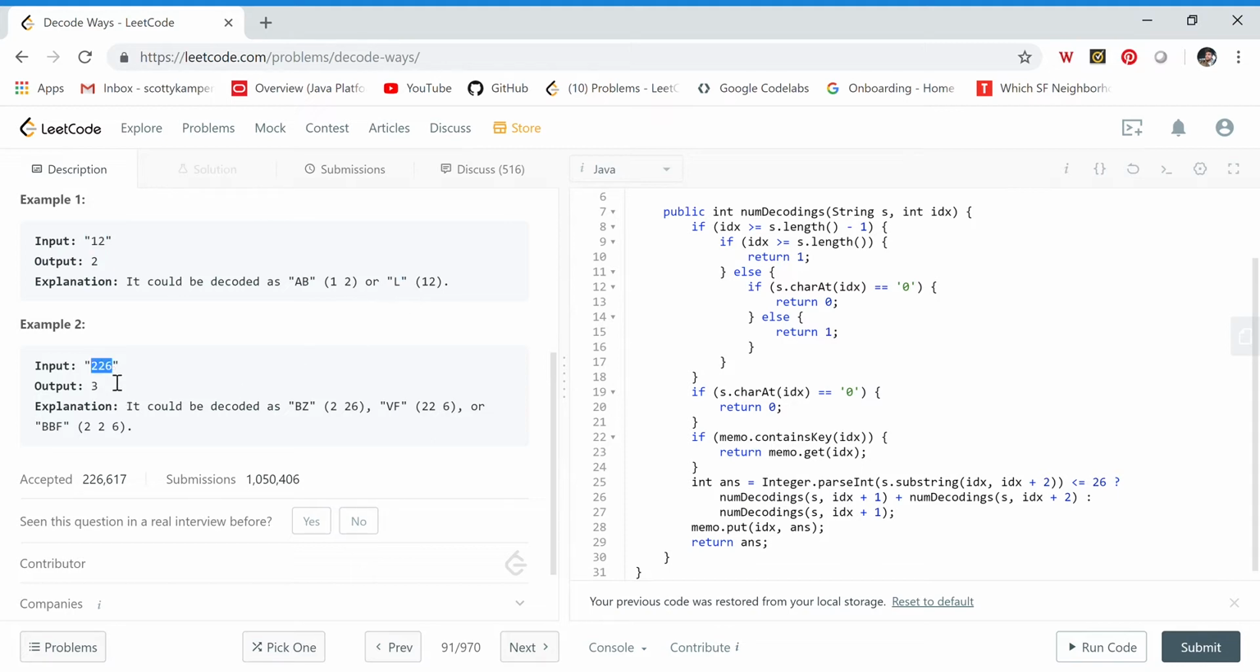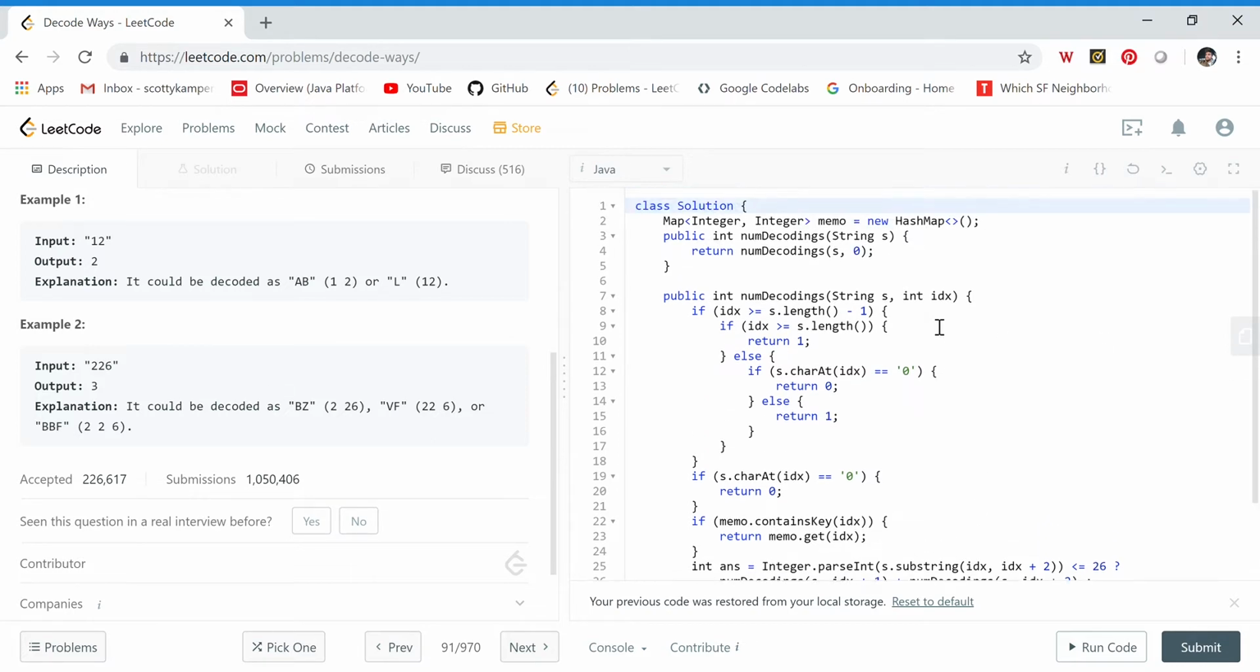226, there are 3 ways to decode that. So you could take the 2 to mean B, and then the 26 to mean Z, leaving you with BZ. You could take the first 2 numbers here to mean 22 for V, and then the last would be 6. Or you could take them each individually, so B, B, F for 226.